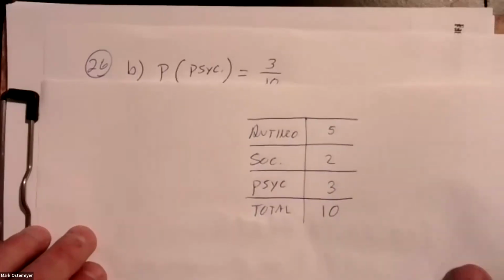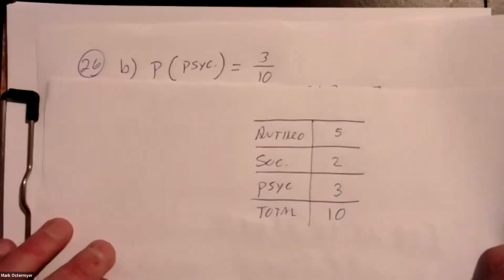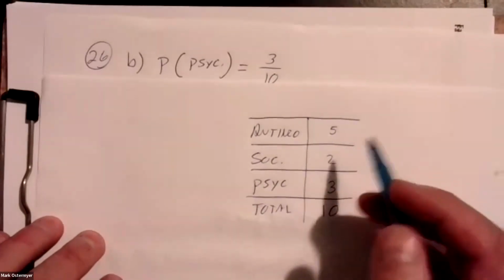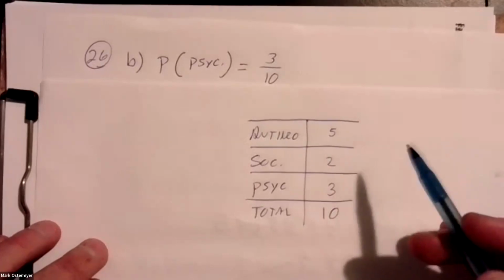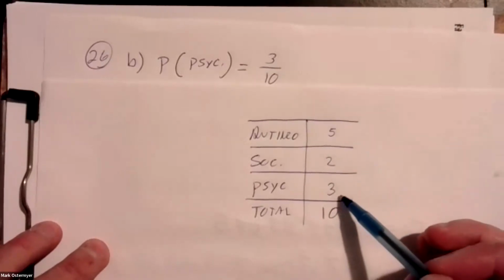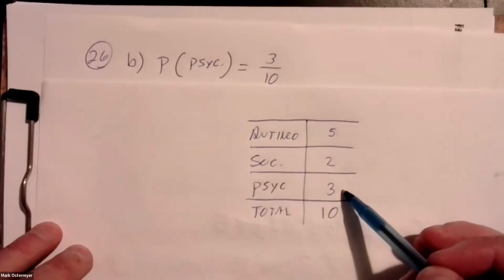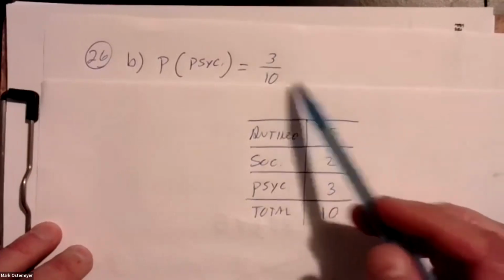Okay. What's the probability of these 10 students of selecting at random a psychology student? Well, we can see that there are 3 psychology students of the 10. So the probability of selecting a psychology student would be 3 divided by 10.